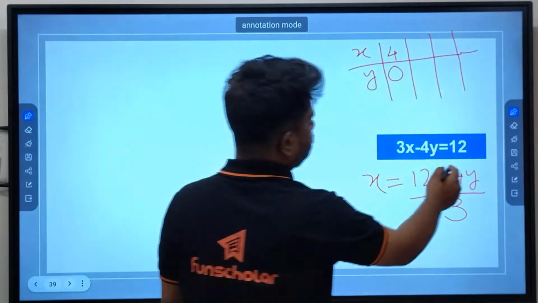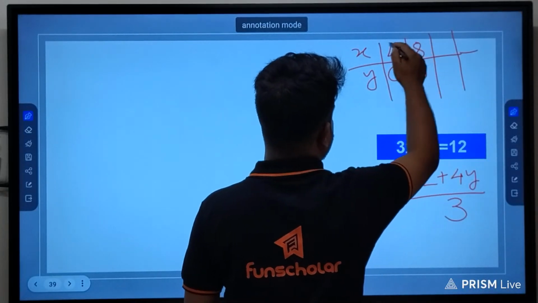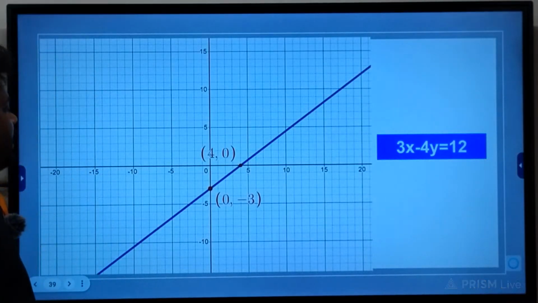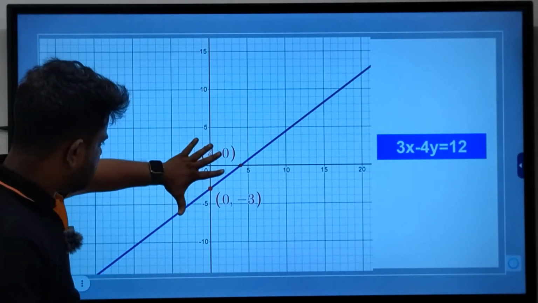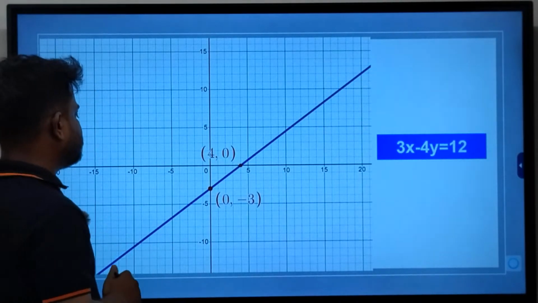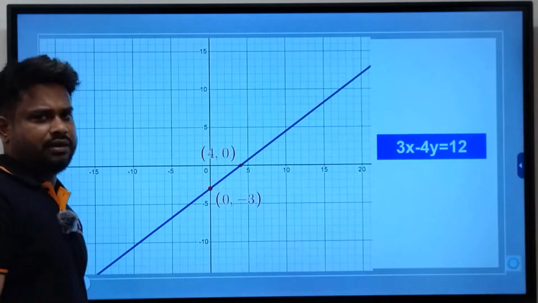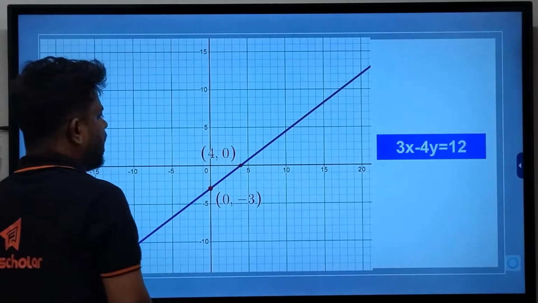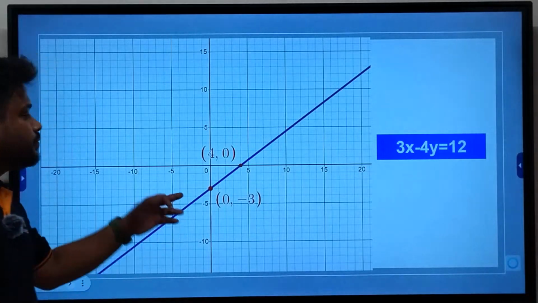If I put 3 in y's place, then x's value will be 8. Similarly, we can also find the values of the other two. So they have just tried to find two points, that is 0 comma minus 3 and 4 comma 0, and they are already making a straight line. Because they have already made it, this is again making a triangle between these two axes.